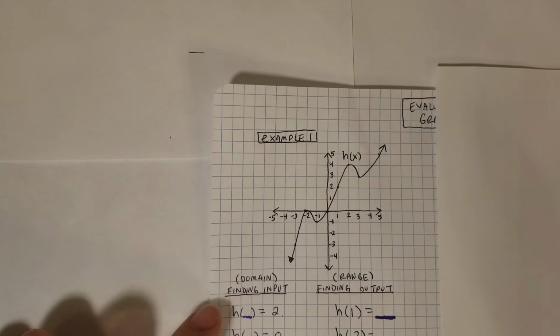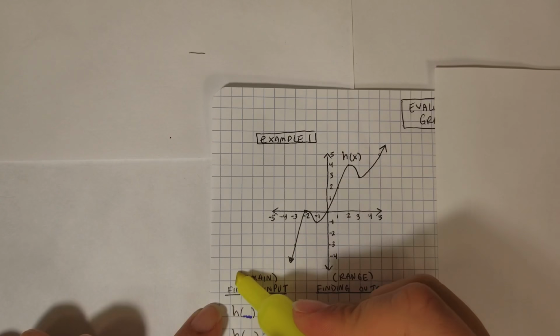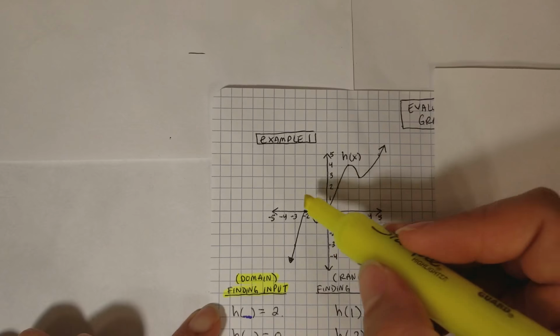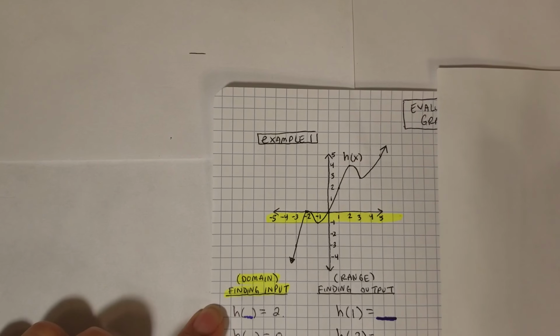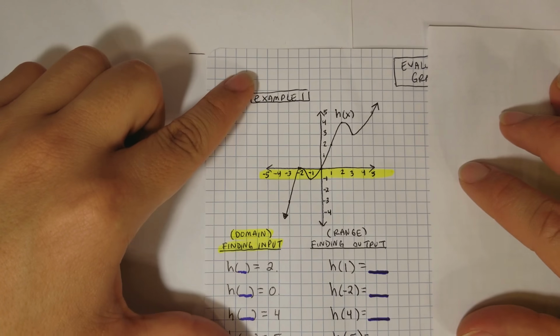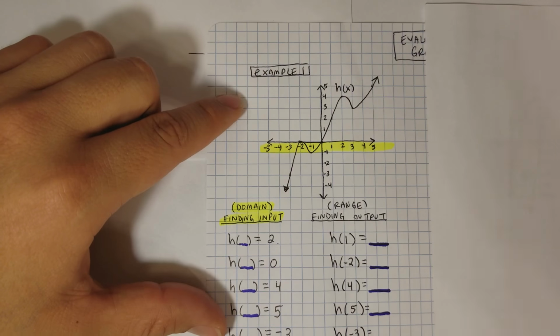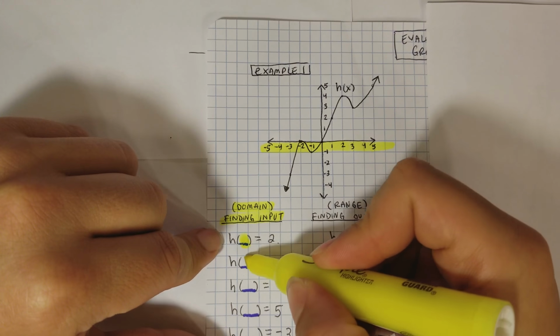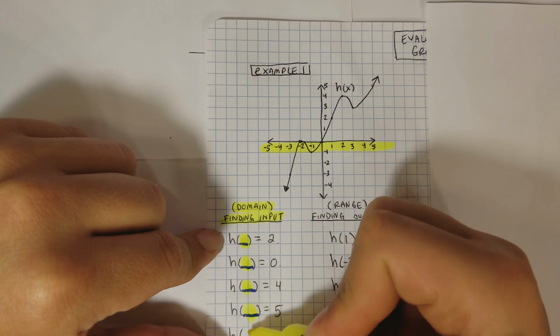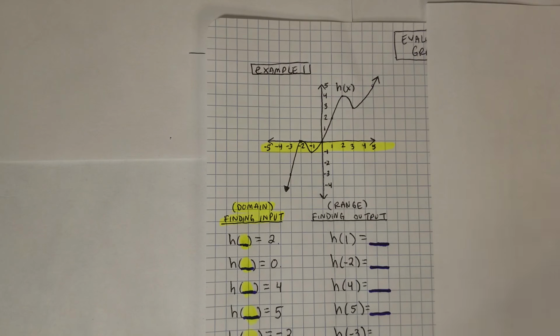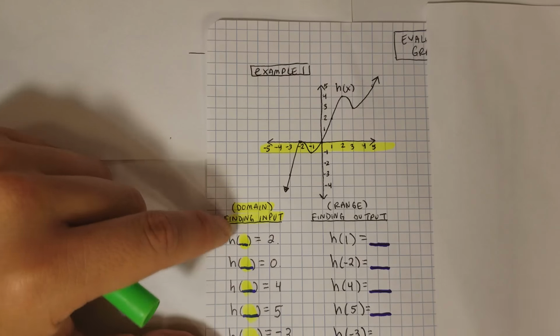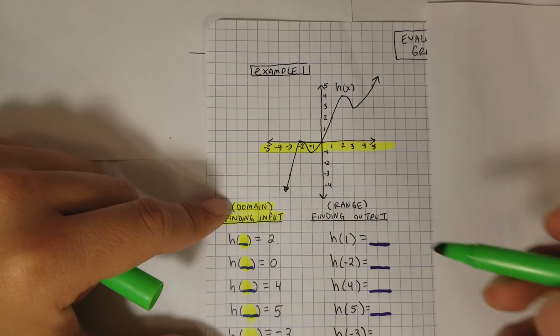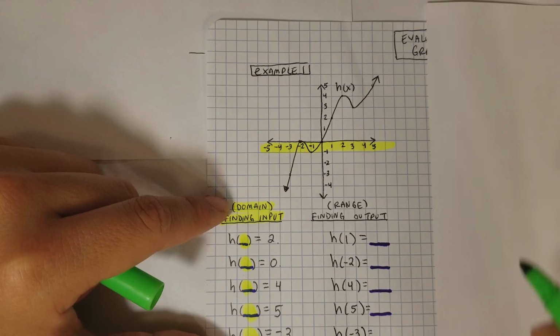Just to make it clear and easy for you guys, the input or the domain is always going to be the x-axis, right? So we're finding the input. And the range, if you remember, will always be the y-axis. So here we're finding the input, or we're finding what goes inside of this so we can figure out the corresponding output. Same as the domain is my x, the range is going to be my y.